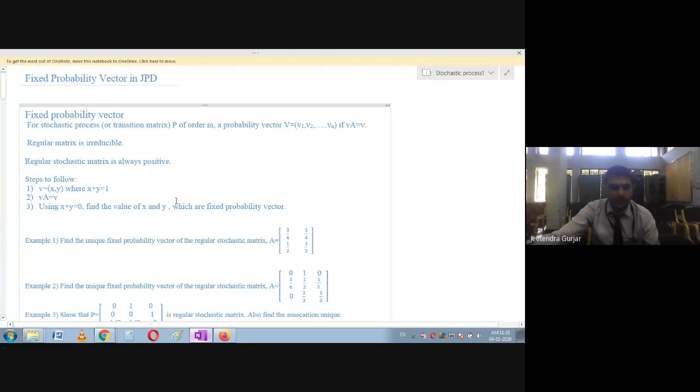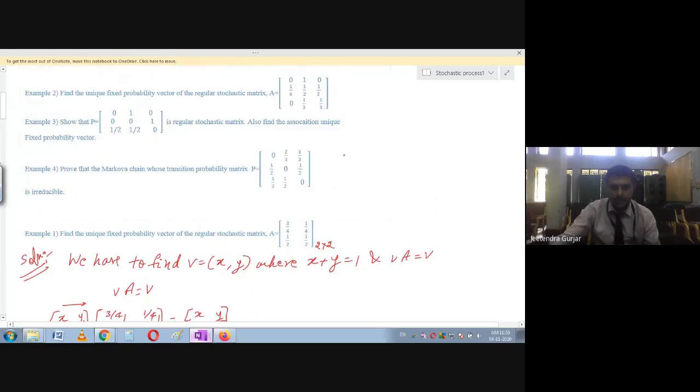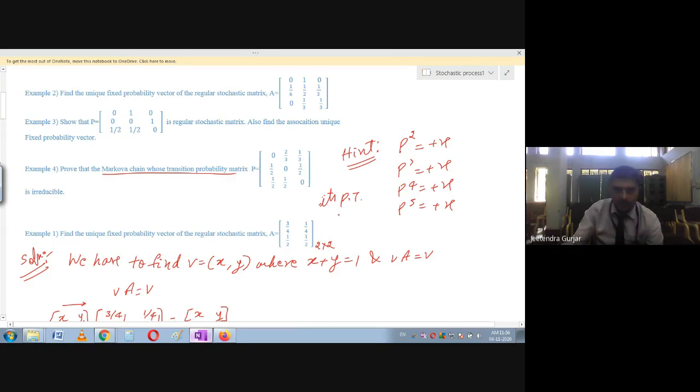Regular matrix is always positive. I will just give you a hint, you can please try yourself. They have told that this is already a transition matrix. First you have to prove that it is irreducible. Irreducible means it will be a regular matrix. Regular matrix is always positive. So please remember these 2 points: you have to show P square is positive, P cube is positive, and P raised to 4 is positive. By using the calculator you can calculate. If all these values are positive, therefore it is proved that this Markov chain whose transition probability matrix is given is irreducible. Is it clear? Okay, thank you, students.